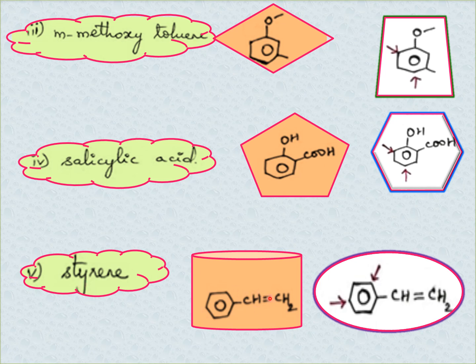This is a new case to predict the incoming electrophile. Here in the benzene ring, we have an alkene, CH=CH2. We have to take it as an alkyl substituent. So according to that, ortho to this alkyl substitution here as well as para to this position, the incoming electrophile can go.